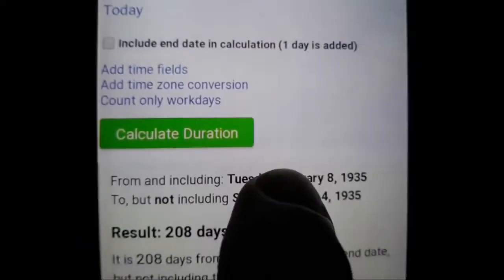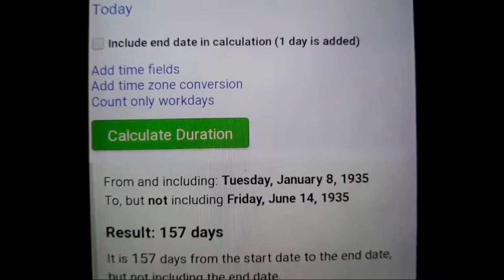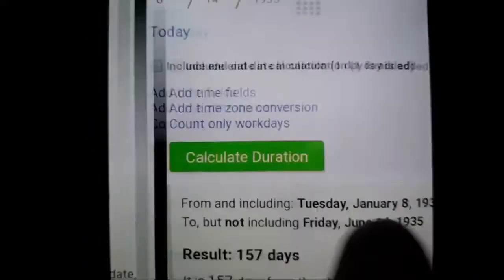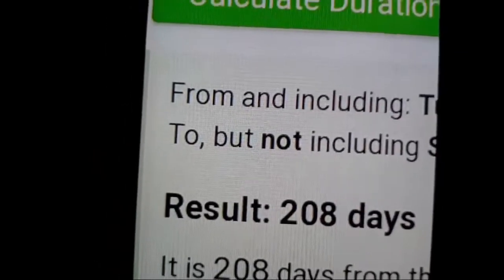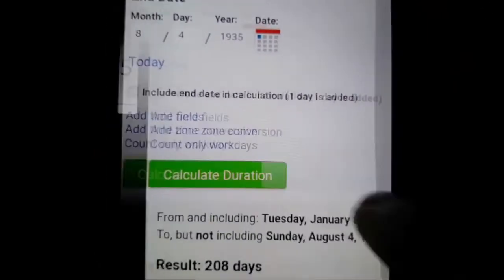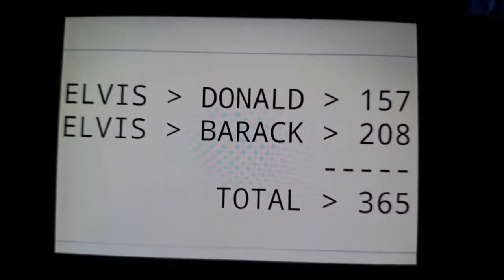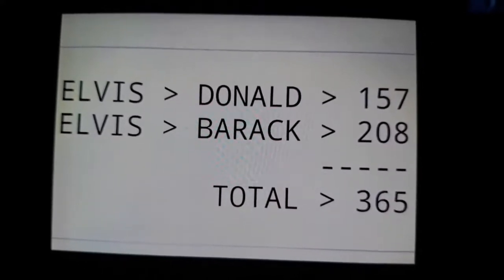Now watch this. 208, and remember, Trump's birthday from Elvis was 157 days away, on 6/14. So 157 and 208, and what do you get? Watch. Look what you get. You get 365. Do you get what I'm showing you here?